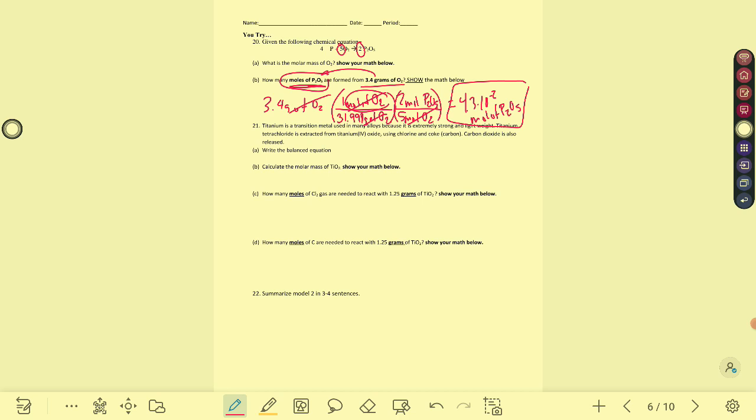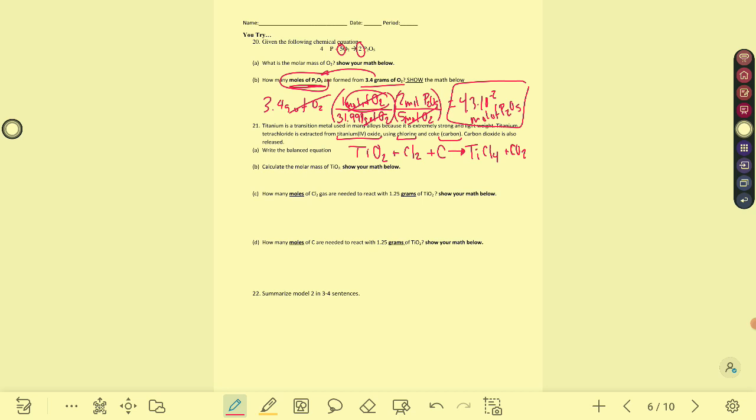Now 21 is another one where you have to write the balanced chemical equation. So we've got titanium 4 oxide. So if that is a 4 plus and oxygen has a 2 minus, it takes 2 oxygens. And it's saying this is being extracted from. So this is what we're starting with, and we have to use chlorine and carbon to get there. So remember, anytime you have chlorine by itself, it has to be Cl2, and it's going to yield what we're extracting out of it, which is the titanium tetrachloride. And then carbon dioxide is also released during this extraction.